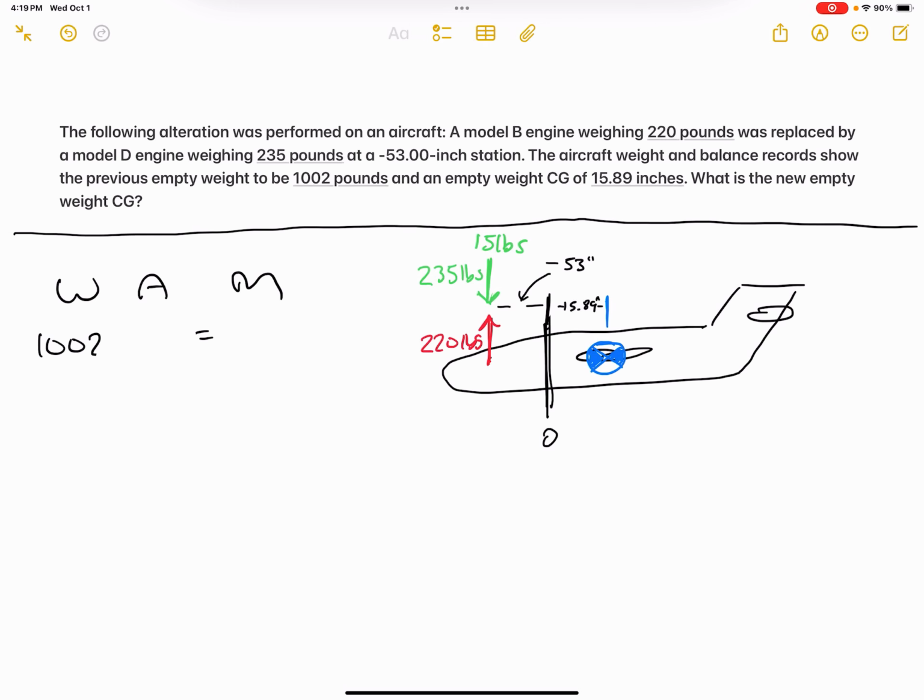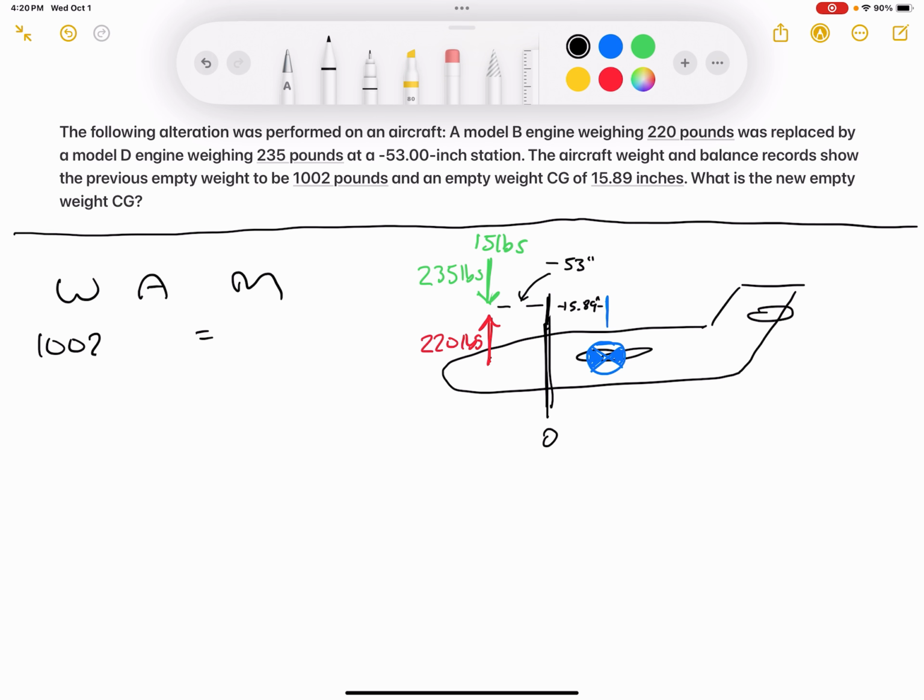The following alteration was performed on an aircraft. A Model B engine weighing 220 pounds was replaced by a Model D engine weighing 235 pounds at negative 53 inch station. The aircraft weight and balance records show the previous empty weight to be 1,002 pounds and an empty weight CG of 15.89 inches. What is the new empty weight center of gravity?